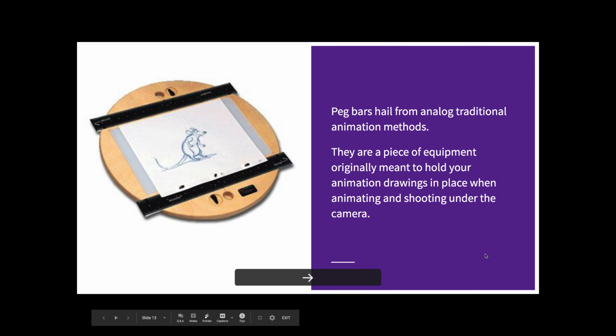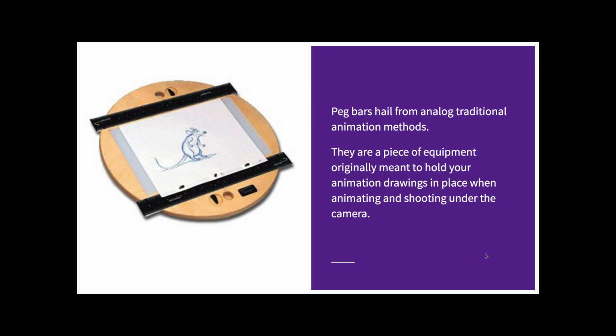Okay, so we're going to talk a little bit about what is a peg. If you remember, we talked about how pegs are basically digital versions of the analog peg bar that used to be used by traditional animators. Originally, they were meant to keep your sequence of animation on the paper registered so that one drawing would basically sync up with the next drawing after that. It was sort of an easy way to keep your animations all in one place.